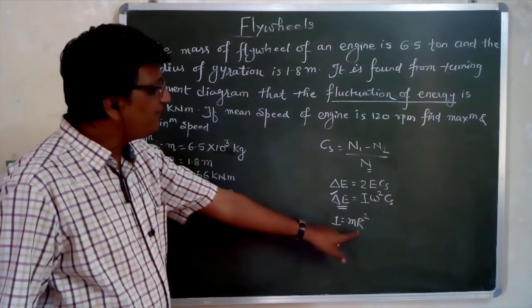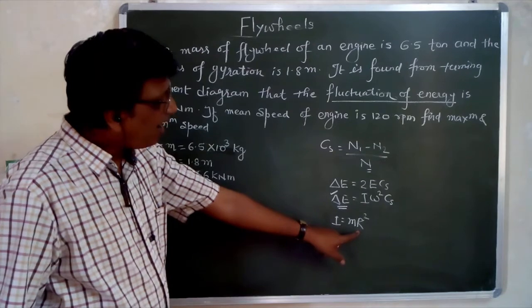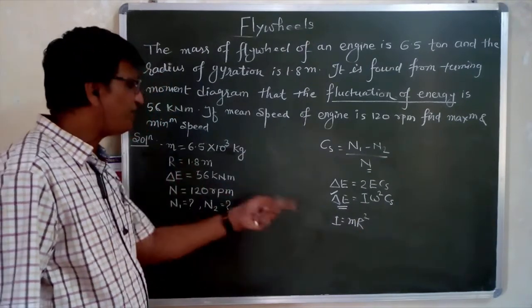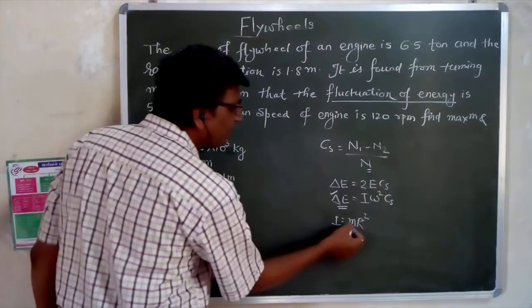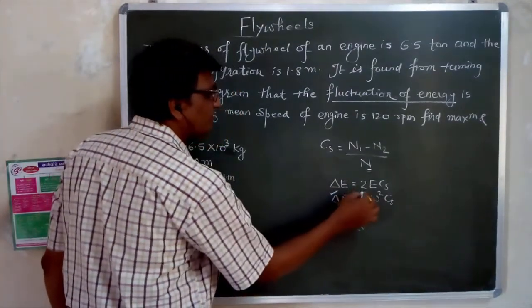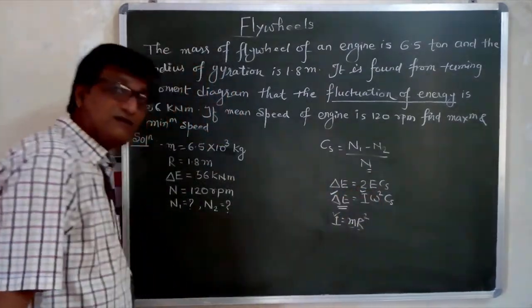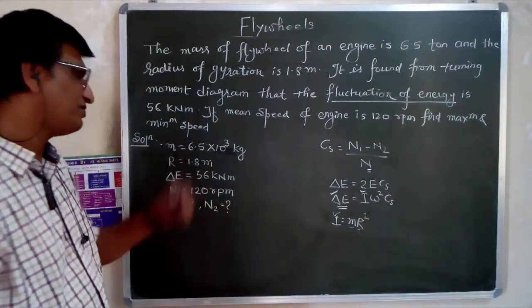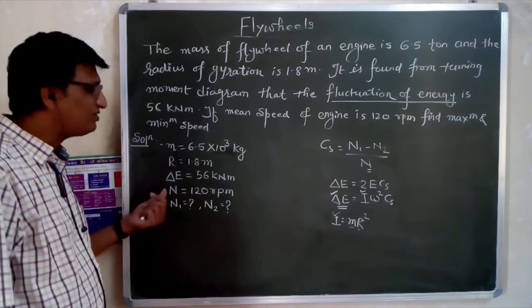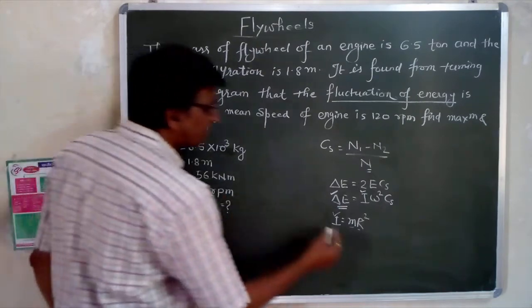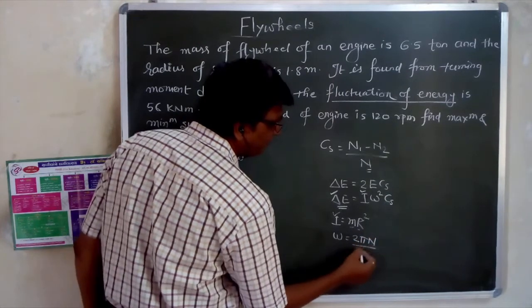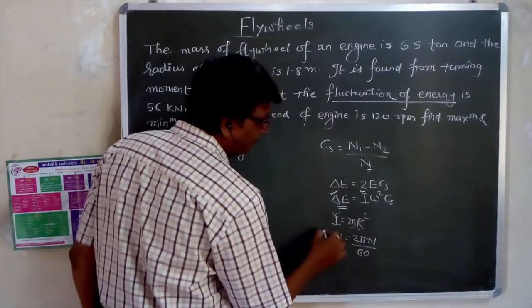If you see this, your r can be taken as k or radius of gyration. Now mass is already given, r is already given, so I can be calculated. Then what is remaining here is the omega. Omega is the angular velocity. Now n is given, so average n is given, omega can be 2 pi N by 60. So from that you can calculate omega.